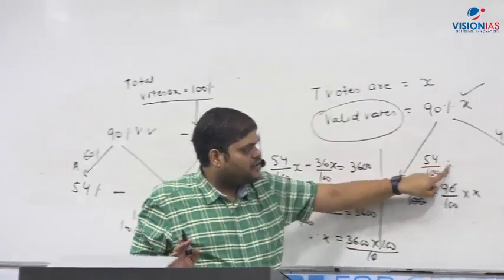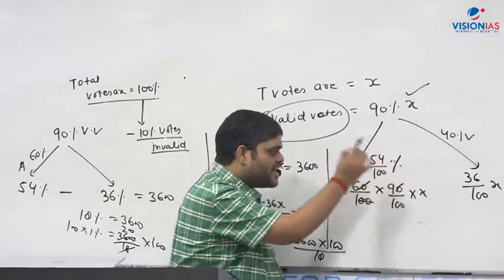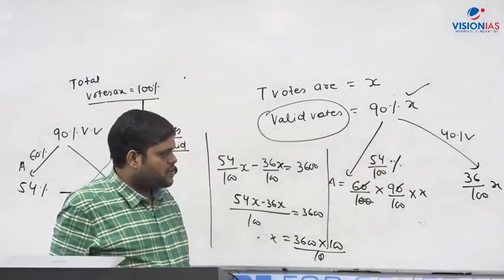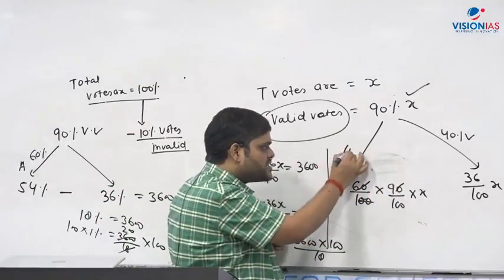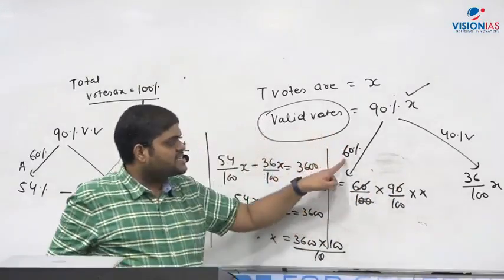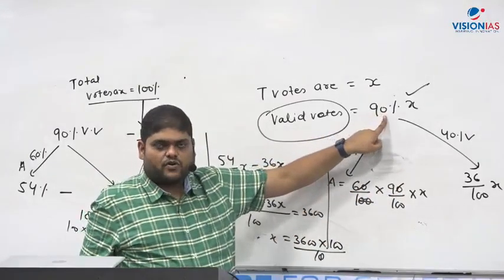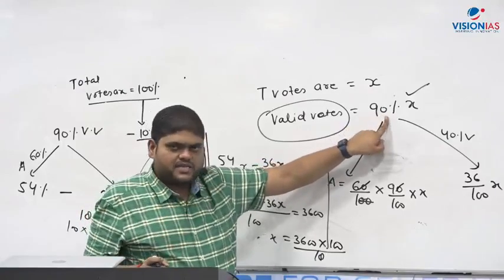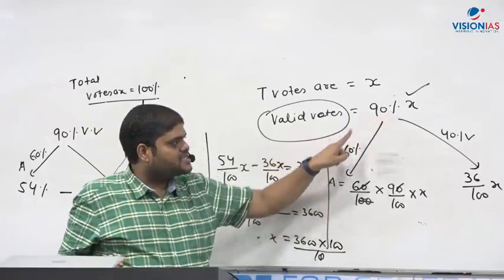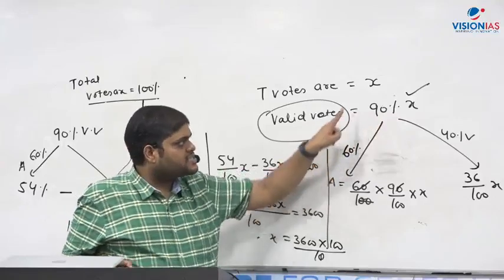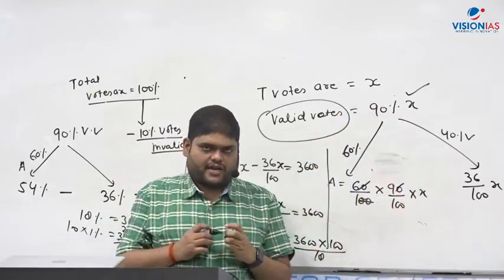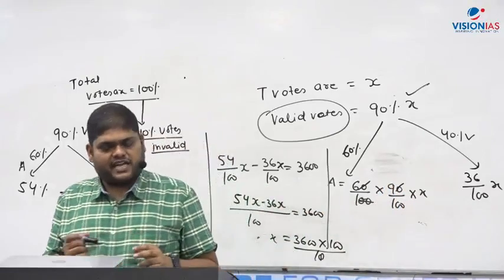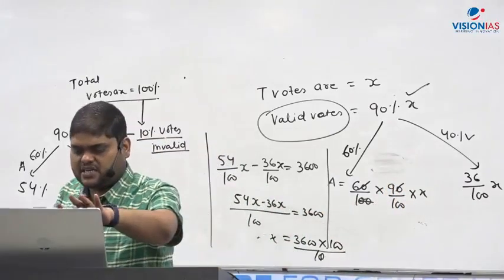54% of valid vote. Sorry, 60% of valid vote, sorry. 60% of valid vote. So valid vote was 90% and 60% of this vote, not 60% of total. So always language is very important. Language is very important in the examination.